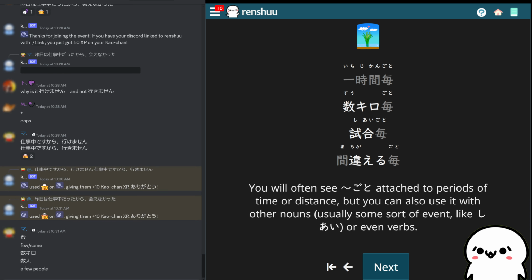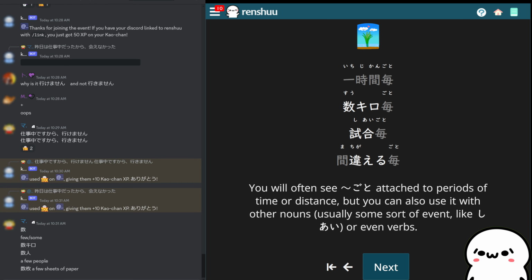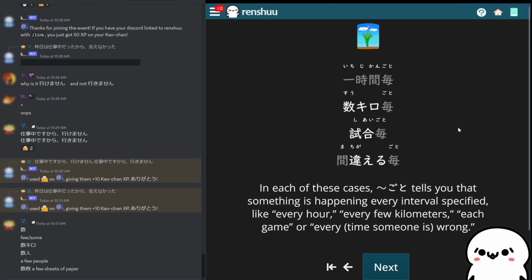Su biki, I guess that one, you don't say that often. Su might be a few sheets of paper, for example. So it's not a specific number. It's like every few. So su kiro goto might be referring to something, for example, those signs that you see on a highway. Like every few kilometers, it has a sign that tells you how much further it is until your destination or the next exit.